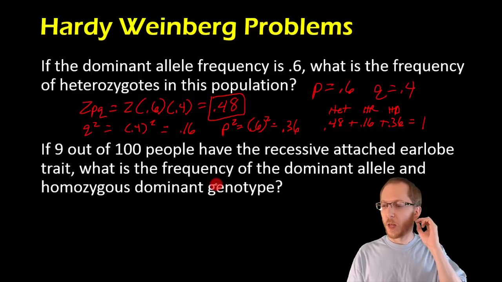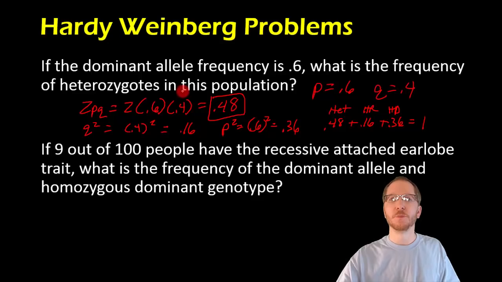So if we notice that 9 out of 100 people have attached recessive earlobes, you need to realize that to get phenotypically recessive attached earlobes, you must be homozygous recessive. So 9 out of 100 is going to be 0.09. Remember, there needs to be a 0 there because it's less than 10. So 0.09 is going to be equal to not Q.